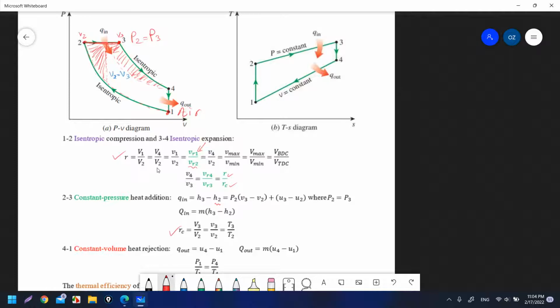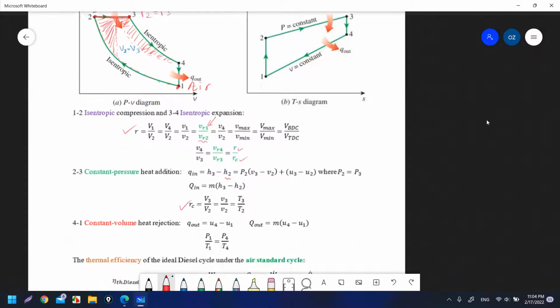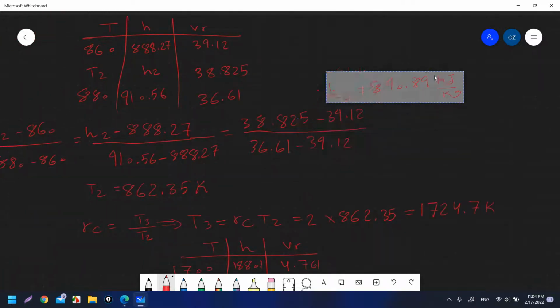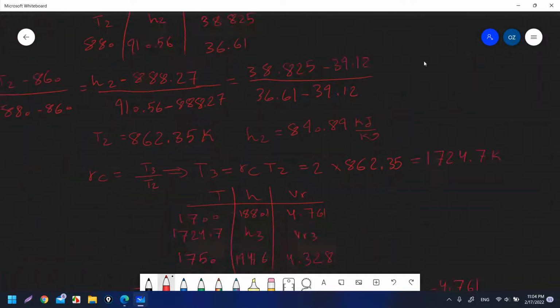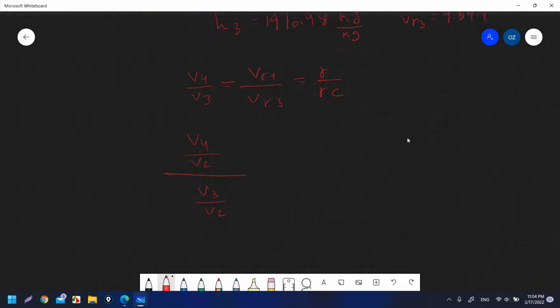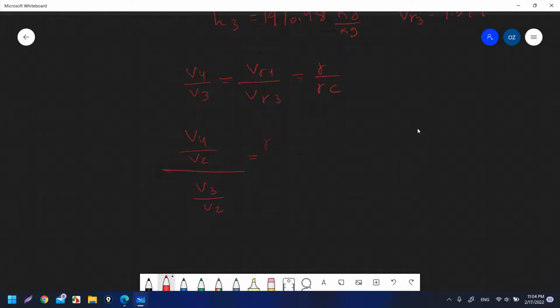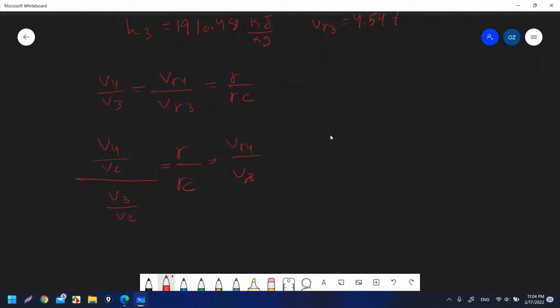Then V4 over V2 is R, and for RC is V3 over V2. So now I have R over RC. That is why this equation is like this. But I can say that this one is R and this one is RC, and already this is equal to VR4 over VR3. Okay, that's from where this equation came.